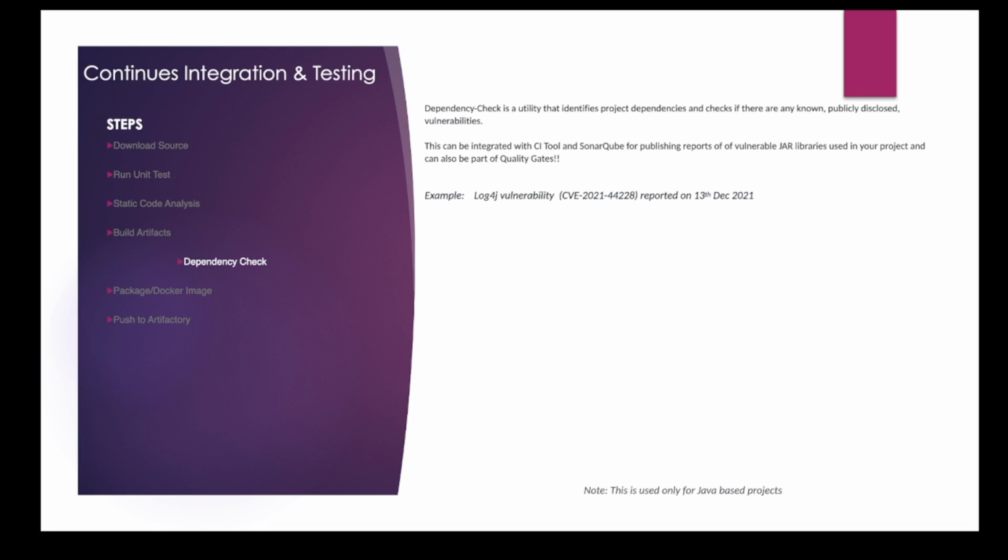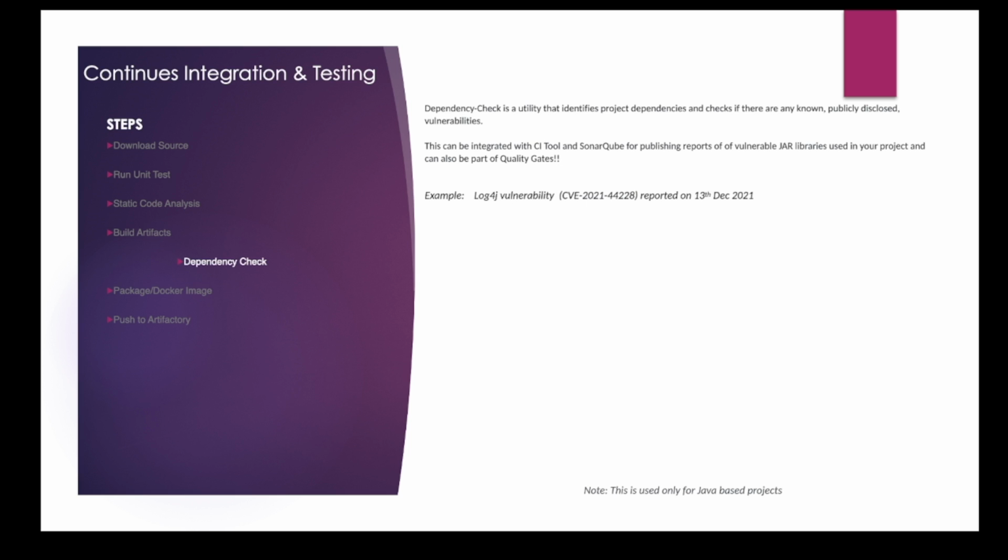There's one more additional step while we are dealing with Java. Dependency check is basically a utility that identifies project dependencies and checks if there is any known publicly disclosed vulnerability. This can be integrated as a SonarQube report as well, to check if there is any vulnerable jar library used in your project or not. This can be done within the CI. This can also be done outside CI, because this takes some time to compile. If you don't want to compromise on your CI timeline, you can do it separately as a post build activity.